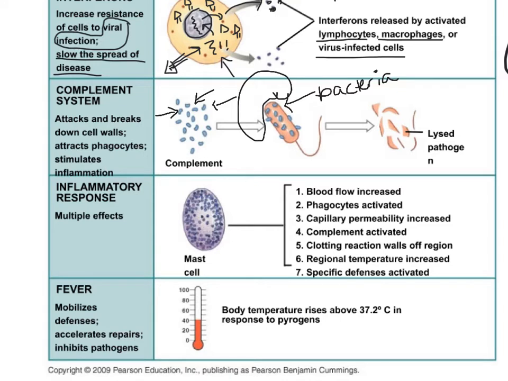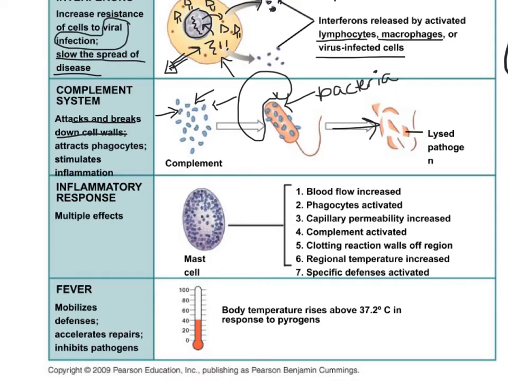Or it's going to weaken the membrane of the bacteria so much that the bacterial wall and the membrane will lyse, and then it's gone, right? So we can get rid of it that way. So that's what the complement system does. It attacks and breaks down the cell walls of bacteria. It attracts other phagocytes, and it stimulates inflammation.